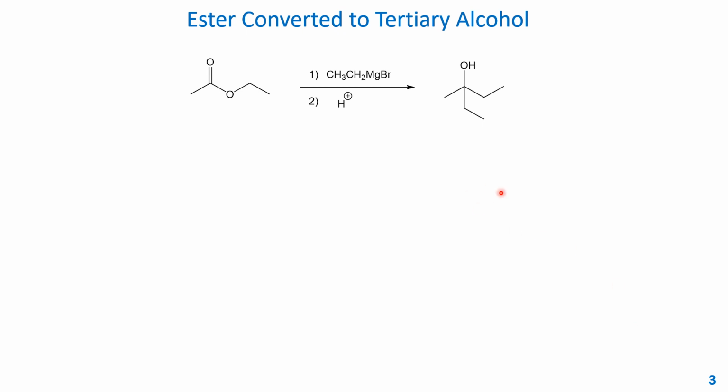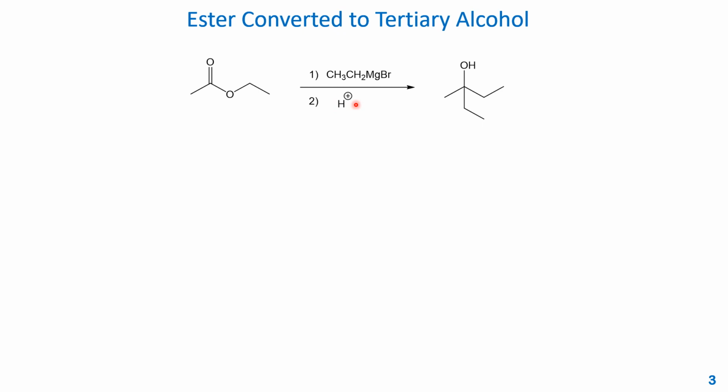Okay, now the reactions of ester. I will give you two examples. First, react with Grignard. The Grignard will react with ester and convert it to a tertiary alcohol in two steps. The first reaction is with the Grignard. The second is actually the work up with the acid.